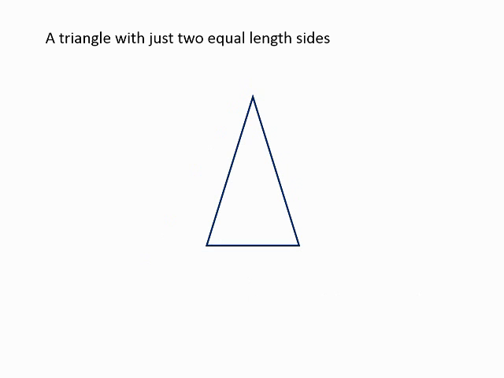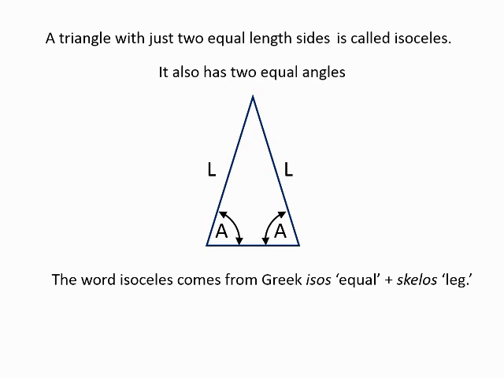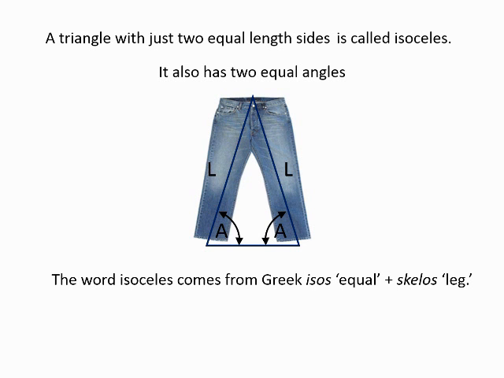A triangle with just 2 equal length sides is called isosceles. It also has 2 equal angles. The word isosceles comes from Greek isos, meaning equal, plus scalos, leg. And with a little imagination, it is easy to see it as having 2 equal legs.